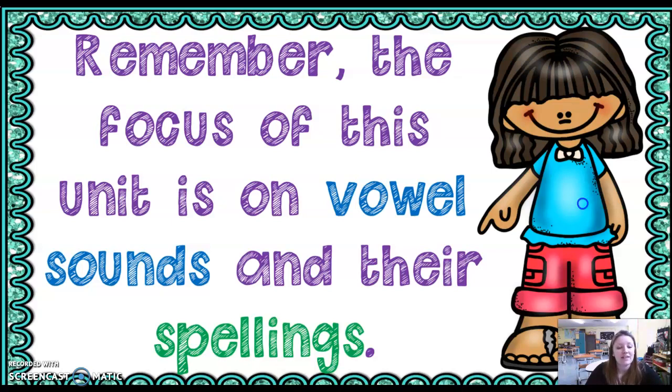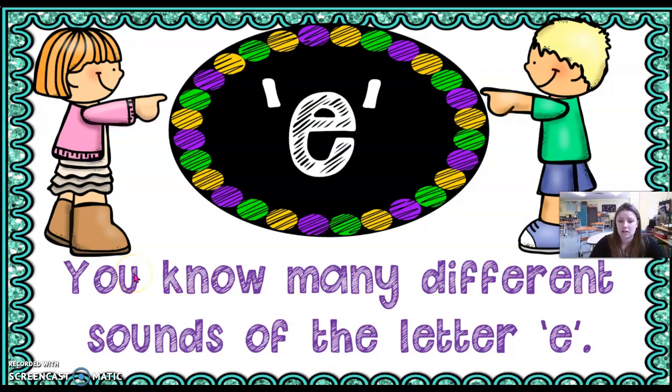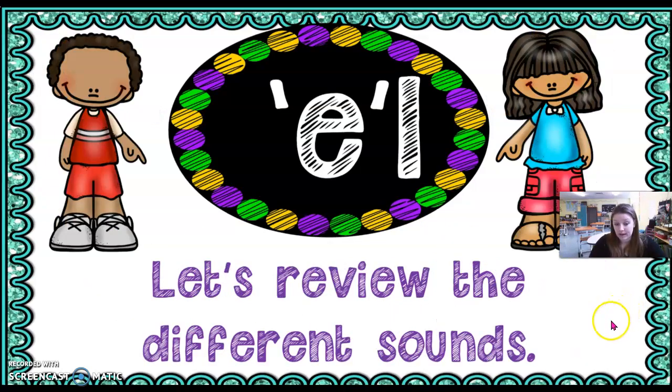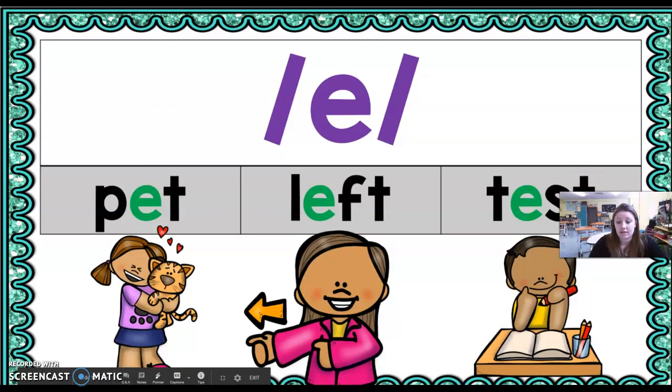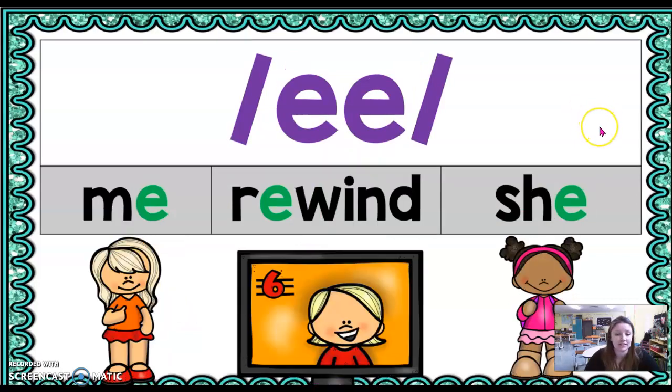Remember, the focus of Unit 5 is a lot on vowel sounds and their spellings. We talked about the letter A the other day, and today we're going to talk about the letter E and what sounds the letter E can make, because holy moly, there's a whole bunch of them, right? So let's review some of these different sounds. The first sound is eh. Everybody say eh. Good. That's our short E sound. Super common. We see it all the time. We have pet, left, and test. All of those use the short E, eh, for the letter E.